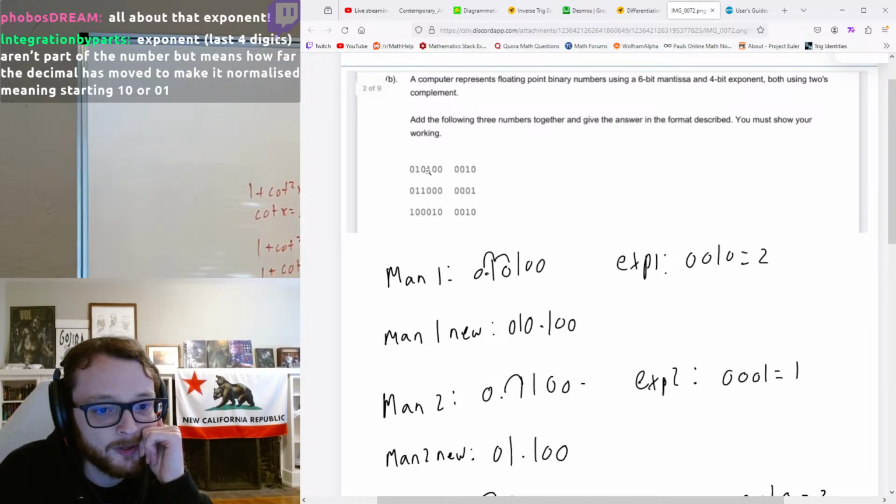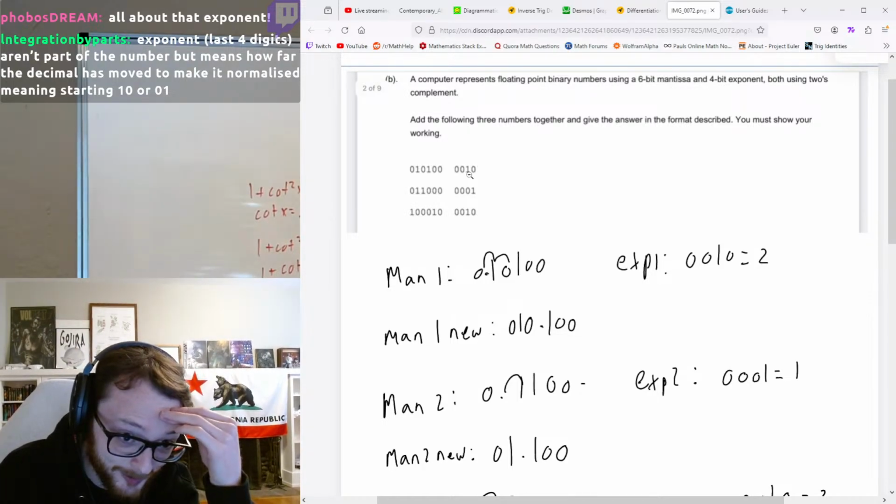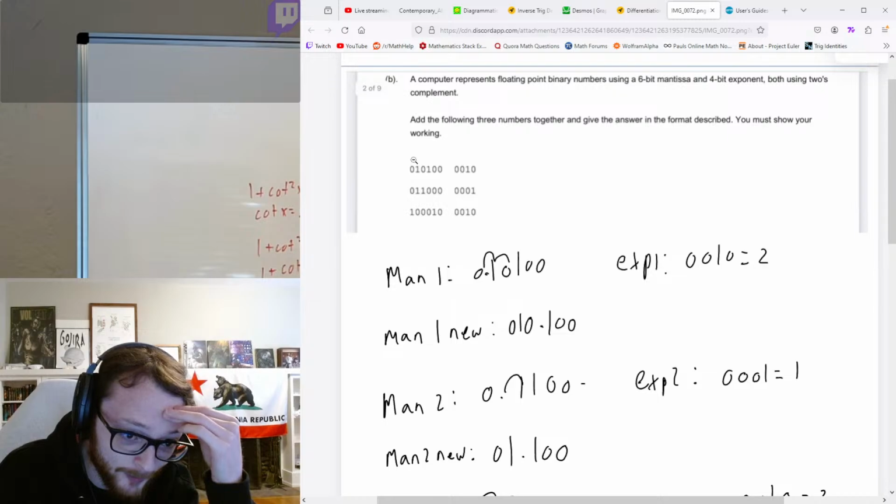So like this number here, oh gosh, this is 2 squared. So this would be, so why isn't there a leading 1 on these? Like, shouldn't it be 1 point? Oh, wait. Oh god. I feel stupid already.